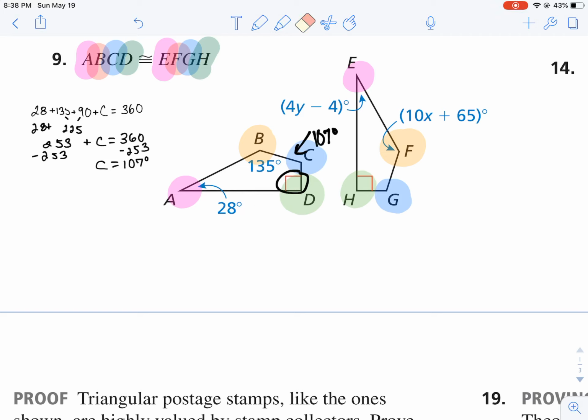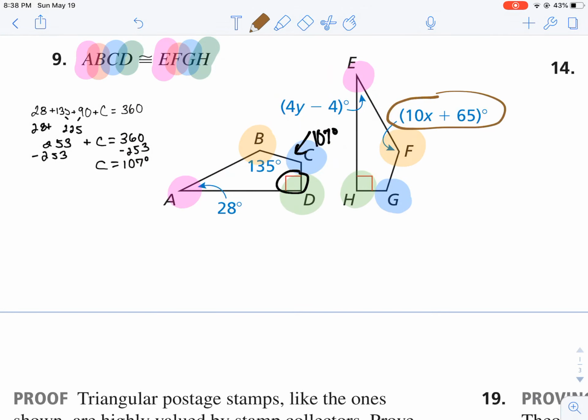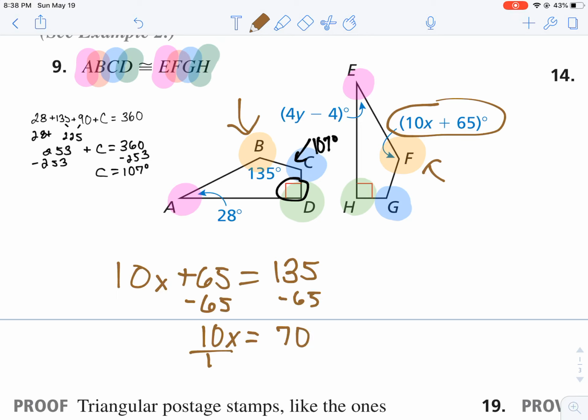Now they want me to solve for x. So what I can do is look around to see the information I have. I've got an expression here with x, 10x plus 65. And you'll notice that I colored that in orange. Now my orange angles are congruent. So if I look to the other side here, I find my other orange angle is B, which is 135 degrees. So I can plug in 135. And now it's just a matter of solving like a 2-step equation. Subtract 65 on each side. I get 10x equals 70. Divide each side by 10. And I get x equals 7.